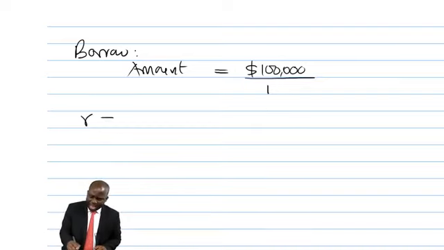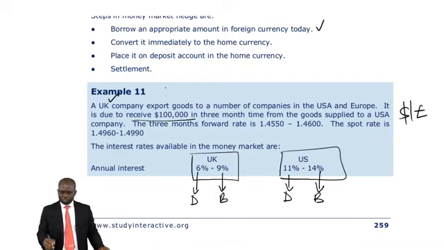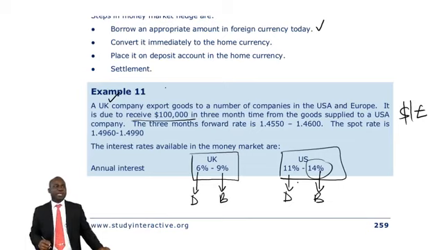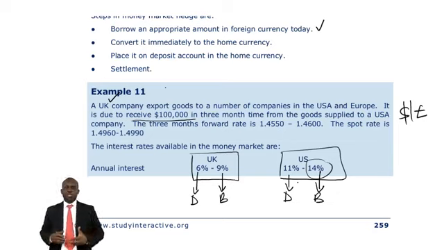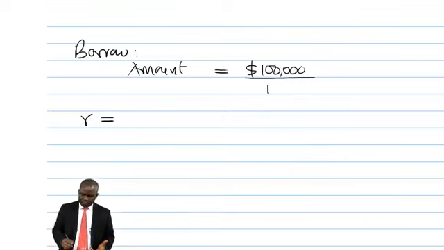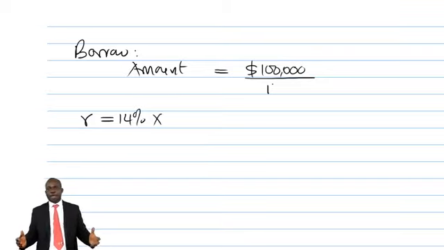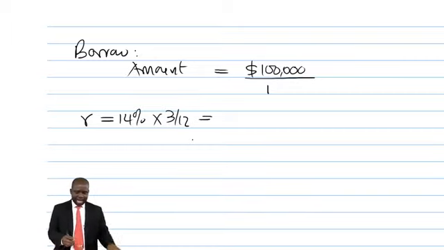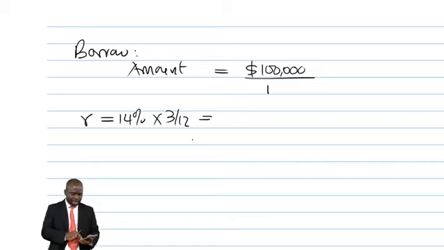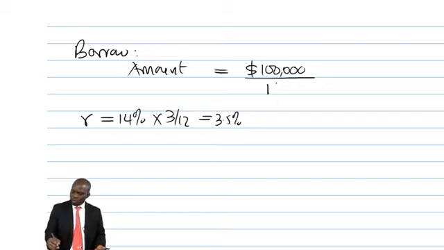What is the R? I'm going to borrow in dollars. So if I'm borrowing in dollars, US, what is the borrowing rate? 14%. If nothing is said, the assumption is that it's 14% per annum. If it is per annum, I am not going to borrow the money for the whole period. The money will be for 3 months. Therefore, 3 divided by 12. And how much will I get? 14 divided by 4 is 3.5%. So 1 plus R will give me 1.035.